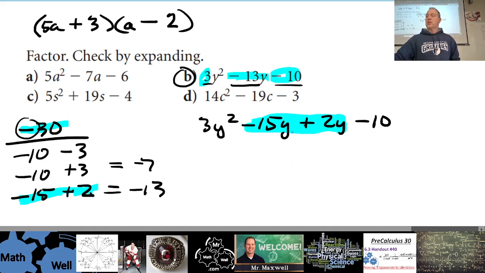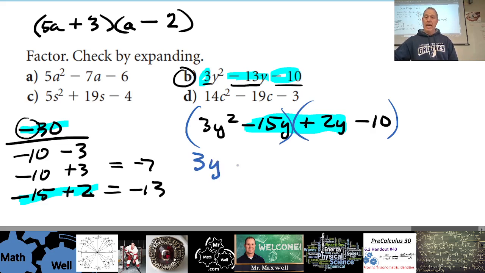So we've split the middle term up. Now we're just grouping them. We're grouping the first two terms and the last two terms, pulling out a common factor. So the greatest common factor here is going to be 3y. So this is going to be y minus 5. Does that look good?